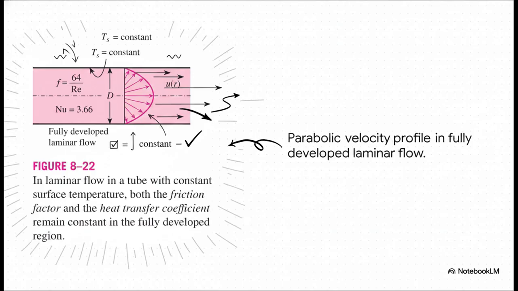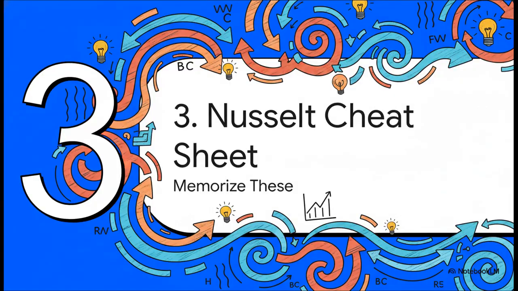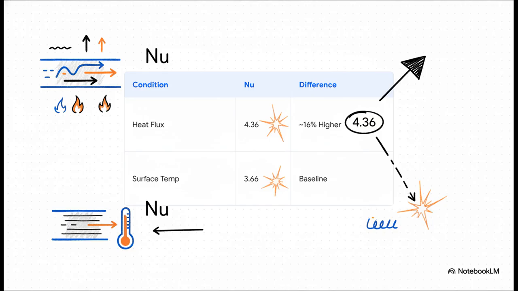You can see from the arrows how the fluid in the exact center is moving the fastest, while the fluid right up against the walls just sort of sticks to it, which creates that beautiful parabolic curve. Section 3, the Nusselt number cheat sheet. Memorize these. So the crucial takeaway here is how this difference completely changes our Nusselt number.